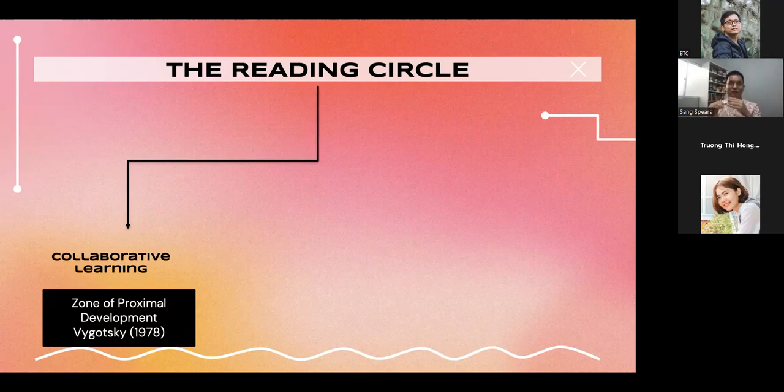So proximal development means, for example, one student's level is this, the other student's level is that. So their levels are a little bit close to each other. And a higher competent student can probably help the lower one. So they should be placed in a zone where the more capable peers can really help the lower performer. Okay, so the reading circle is constructed based on the zone of proximal development by Vygotsky.